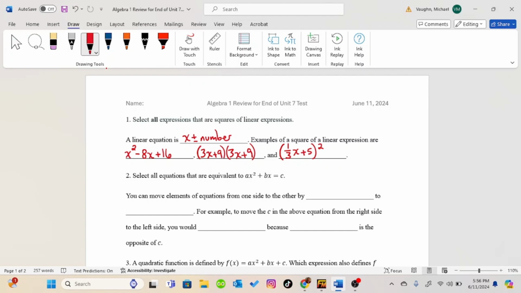So if you have any questions about how to determine what the square of linear terms looks like, please ask for clarification now so that you are prepared when you see it on the end of Unit 7 test.